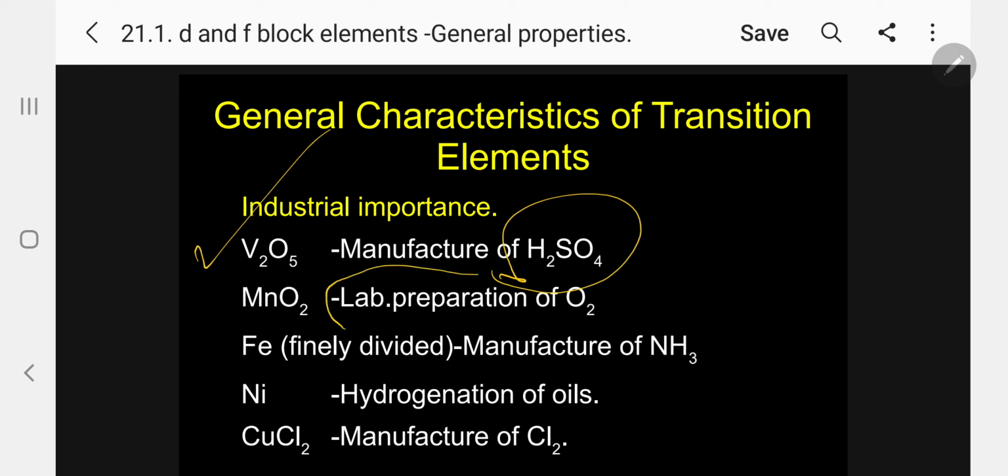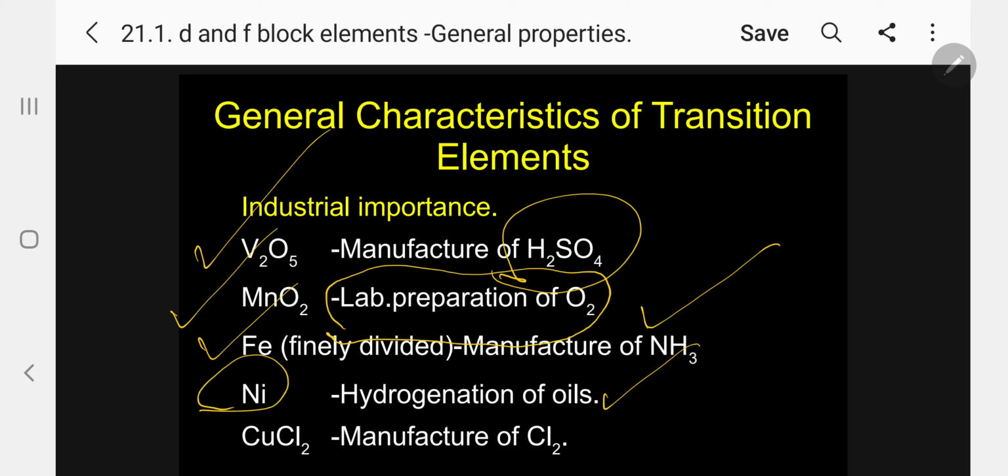So if you want to prepare oxygen in the laboratory, MnO2 is normally used. And if you want to synthesize ammonia by the Haber process, iron is used as a catalyst. We have seen already, in the case of hydrogenation of oil, that oil can be converted into fat by passing hydrogen in the presence of a nickel catalyst. So it's called hardening of oil. And lastly, in the manufacture of chlorine, we are using copper chloride as a catalyst. So either metals or metallic compounds of transition elements will act as a suitable catalyst.